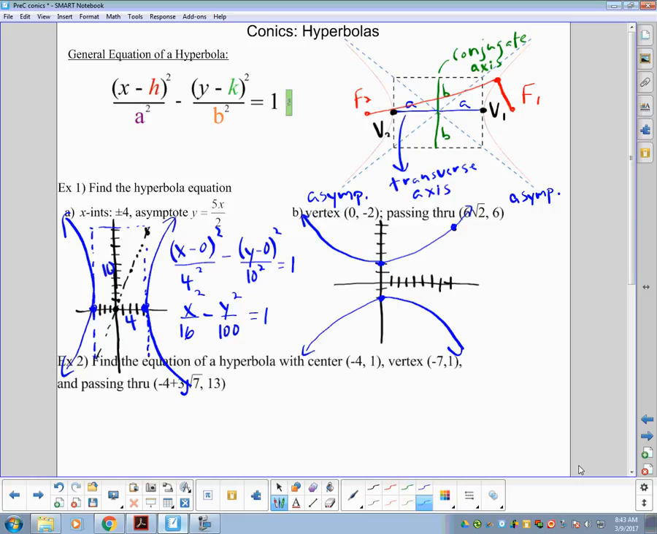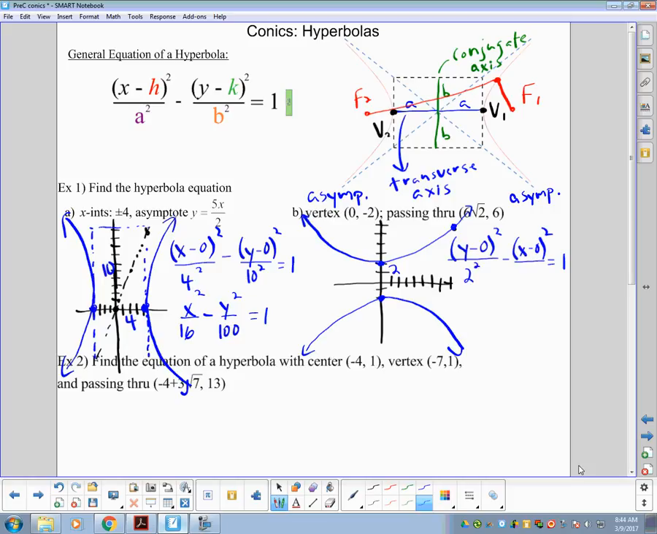That tells me that the y term is going to go first this time. The center, it looks like, is still (0, 0). And so here's what I have. I have y minus 0 squared over something minus x minus 0 squared over something equals 1. So I've established my center must be 0 again, and I've also established that the y term is positive because it's opening up and down. Now underneath the y term, I have a distance of 2. So 2 squared underneath the y term.